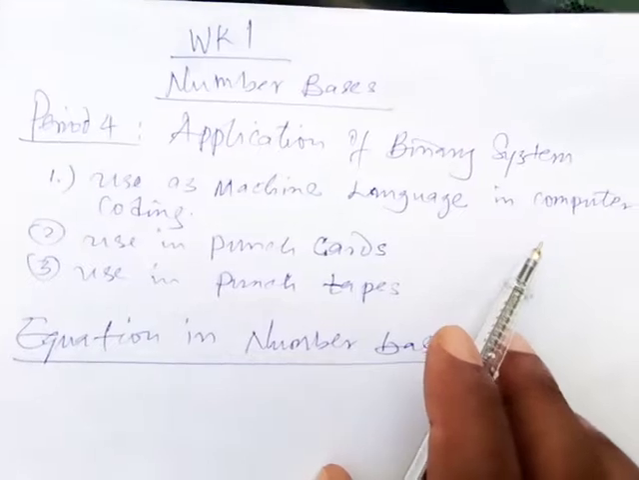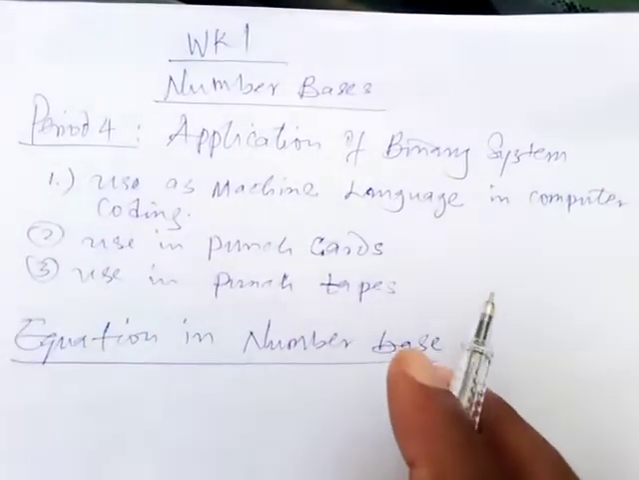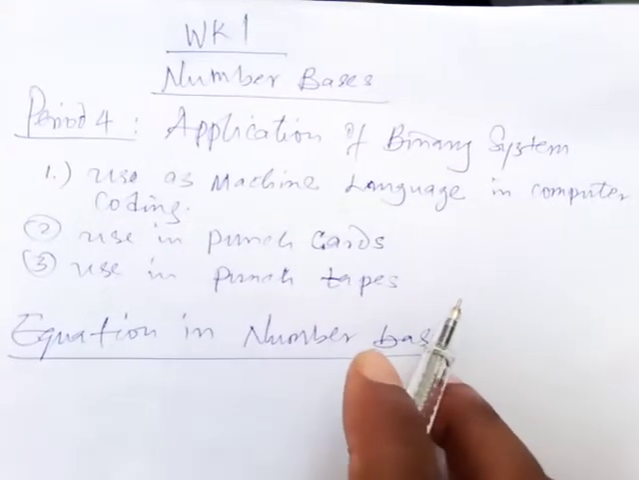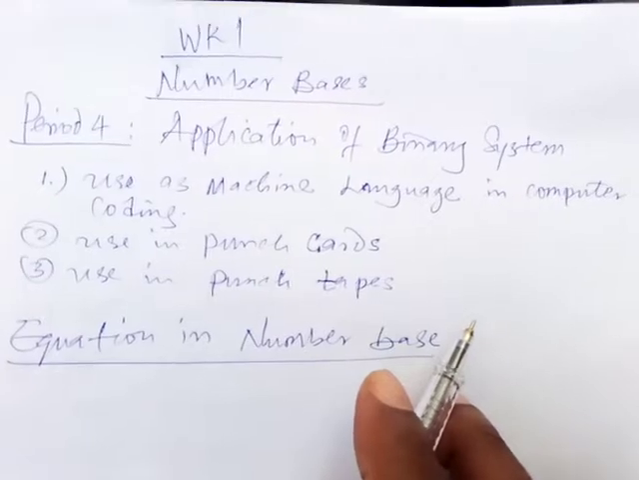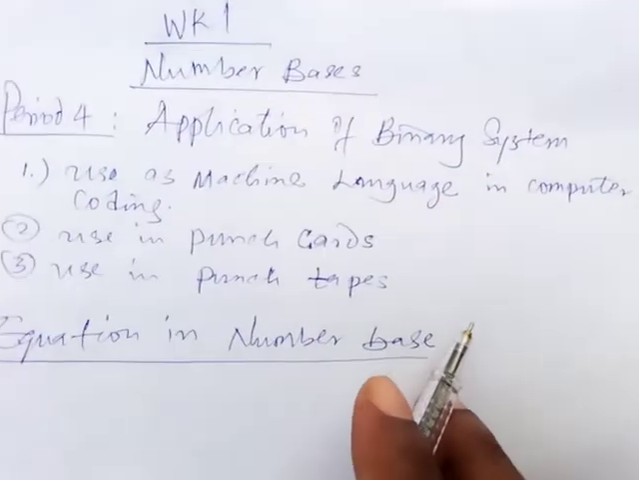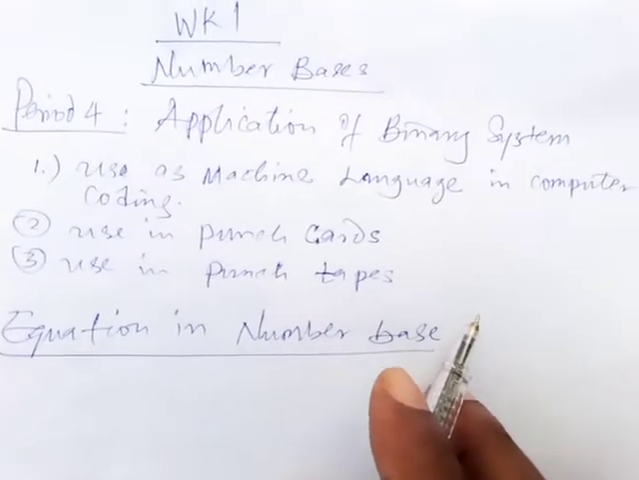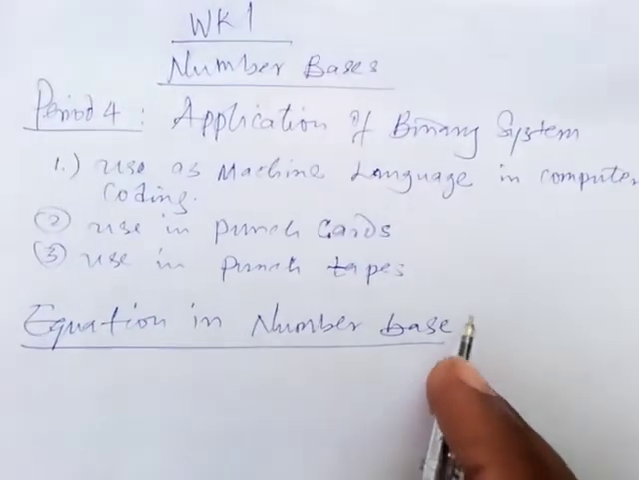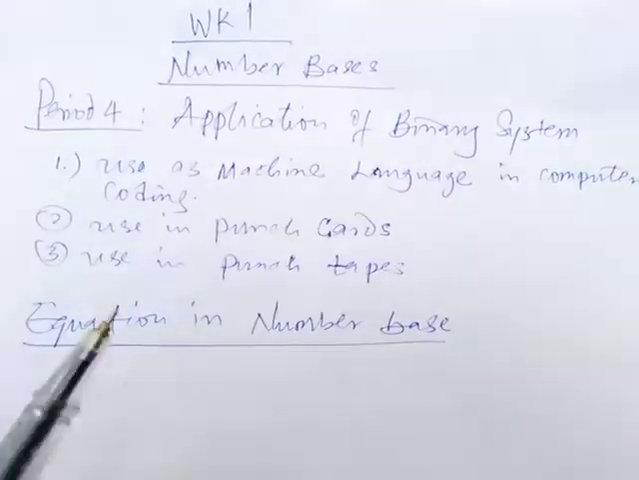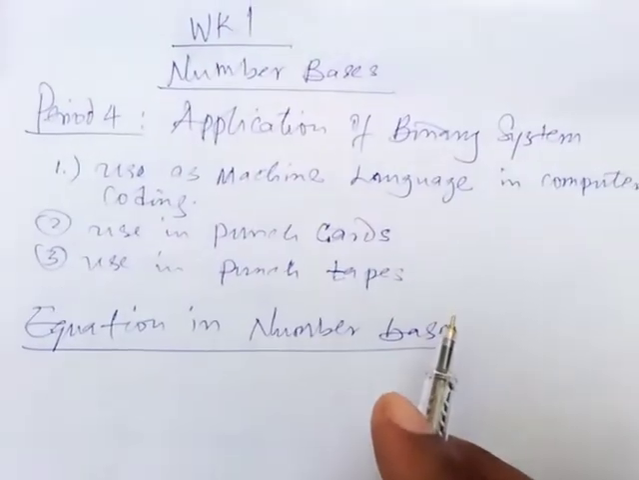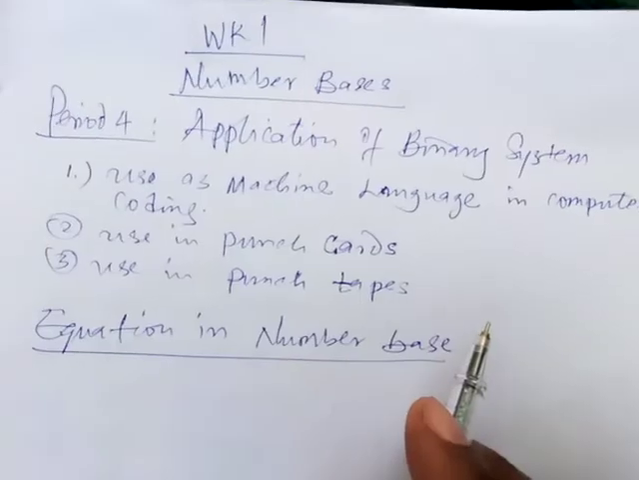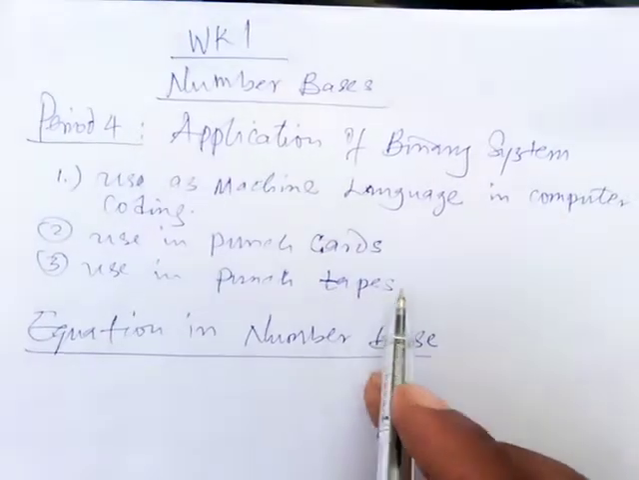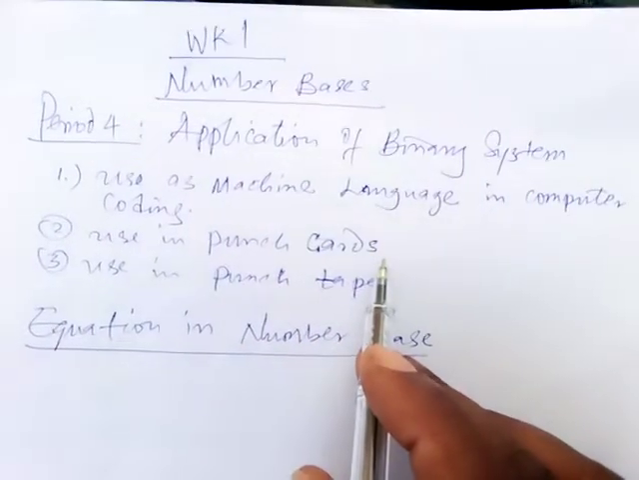Binary numbers are also used, number 2, in punch cards, and number 3, in punch tapes. Punch cards and punch tapes were used to store data in the early 20th century. For example, punch tape is a form of data storage. It consists of long strips of paper with holes. The holes represent the 1, and the no-hole area represents the 0. These are used to run machines like the teleprinter. That's punch tape, while a punch card is used to control some other machines too.